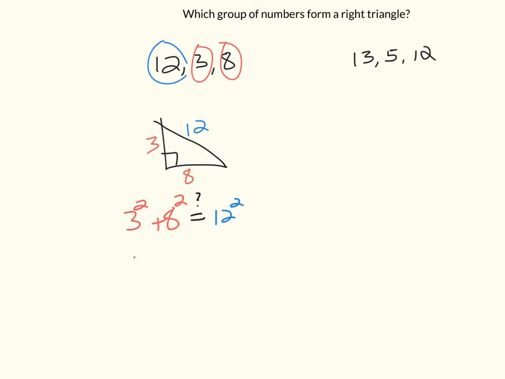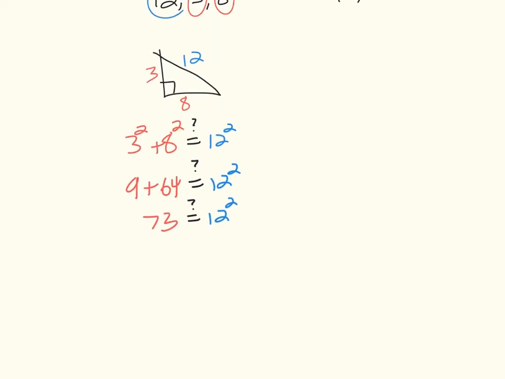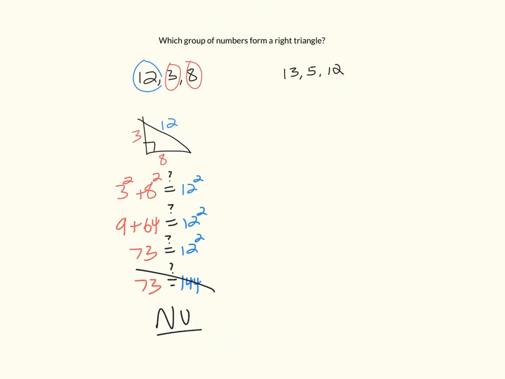3 to the power of 2 is 9, plus 8 to the power of 2 is 64. My question is, is that going to be the same as 12 to the power of 2? Let's see, 9 plus 64 is 73. And 12 to the power of 2 is 144. Is 144 the same as 73? Nope. So those do not form a right triangle.